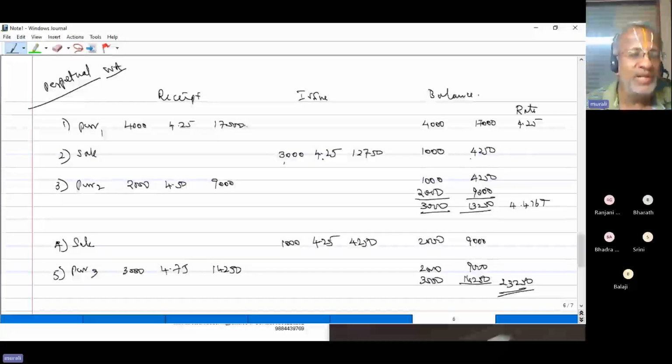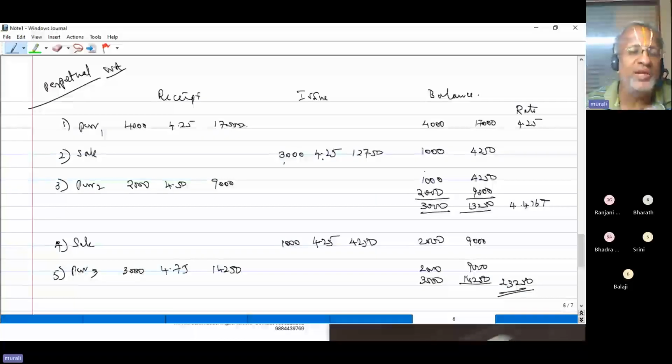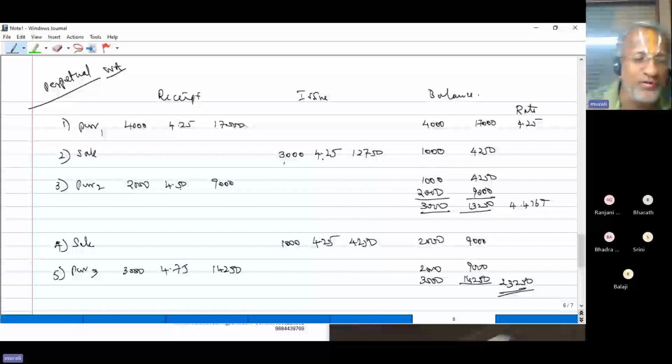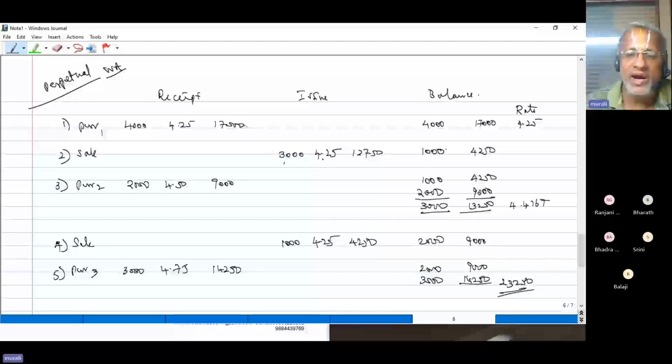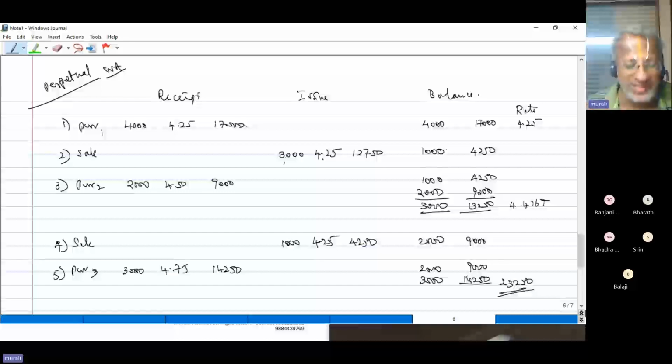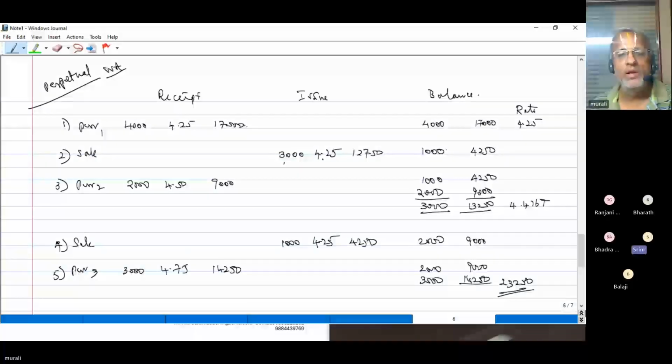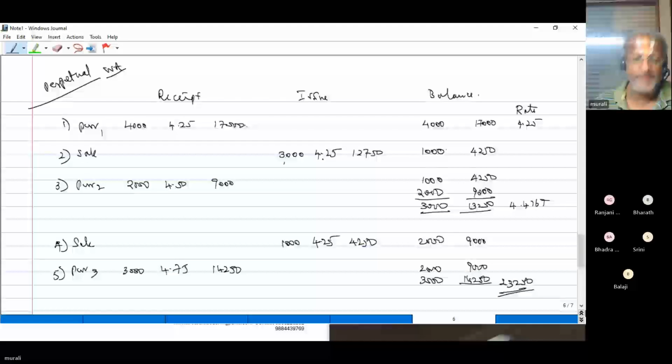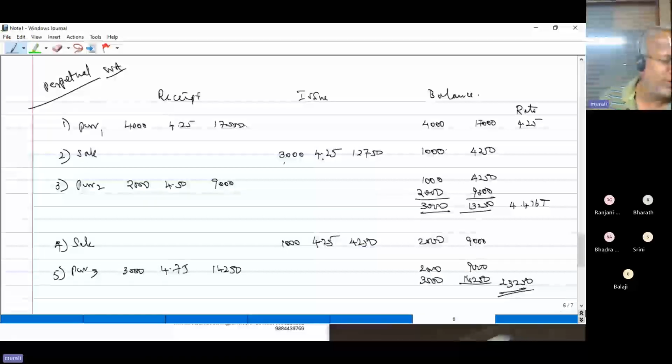The case becomes interesting only when you had the second purchase at a different rate of 4.5. By taking the earlier one of 4,250 and the new one at 3,000, both put together give me a total value of 13,250 with 3,000 units, and the per unit cost is 4.4167. Do you agree with me? Srini, are you following? Yeah, I said. But I could not hear you because you are under mute.